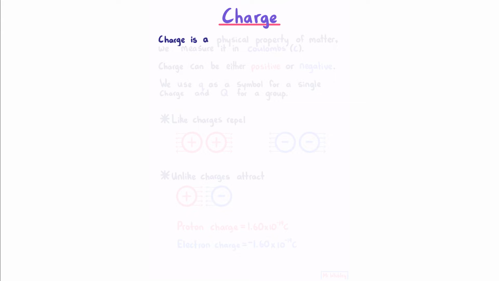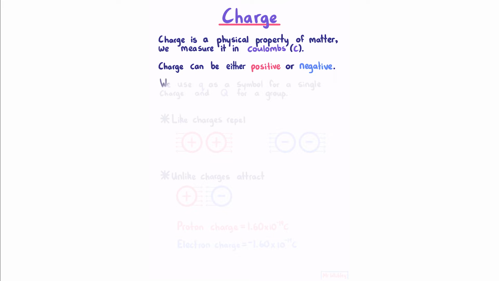Charge. Charge is a physical property of matter. We measure it in the units of coulombs, symbolized by a capital C. Charge can be either positive or negative, and we use a lowercase q as a symbol for a single charge, and a capital Q for a group of charges. So for example, if we had a single charge, such as a proton, we would denote its charge as lowercase q, whereas if we were talking about an object, which has a particular charge due to multiple smaller charges, then we would denote this charge as capital Q.